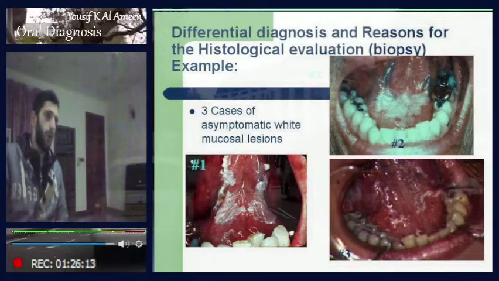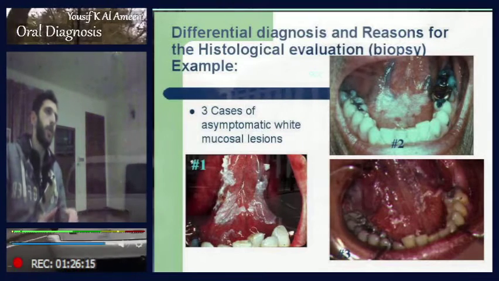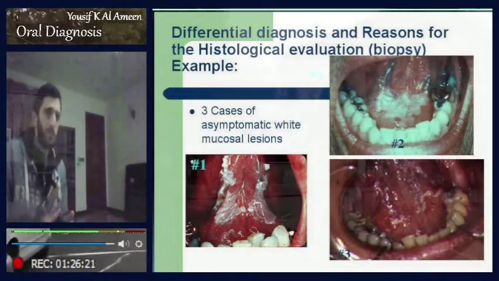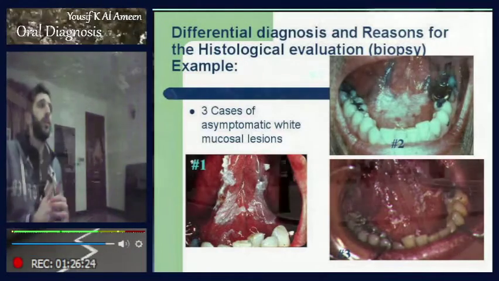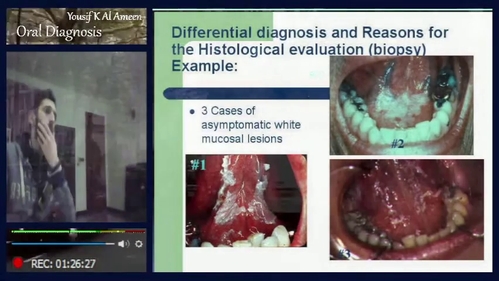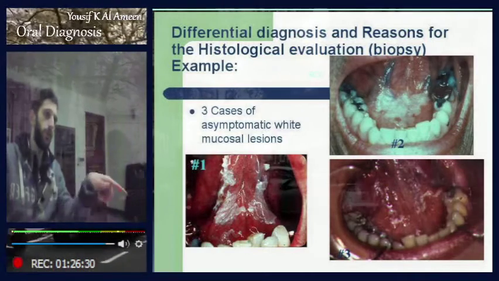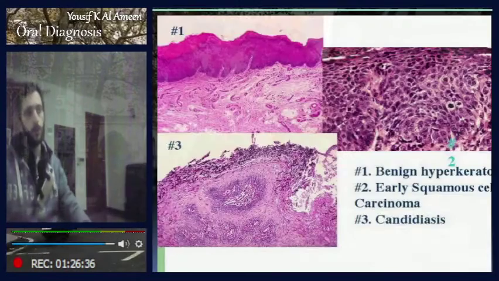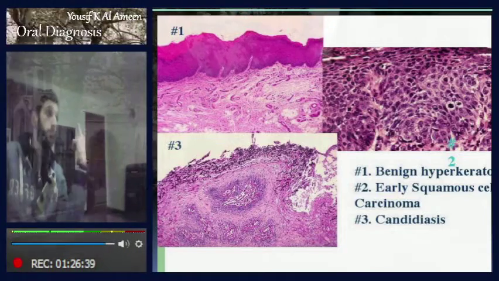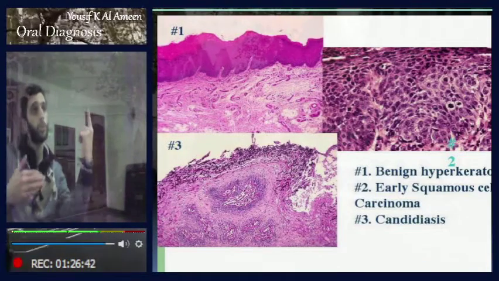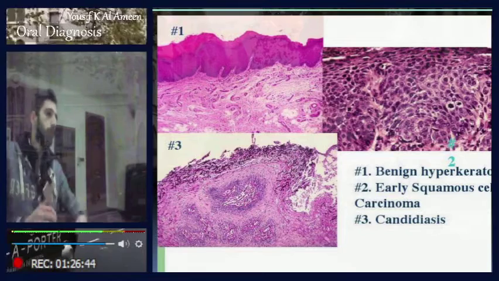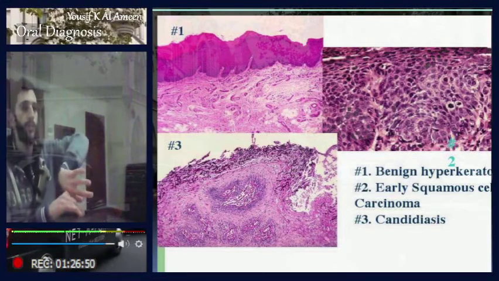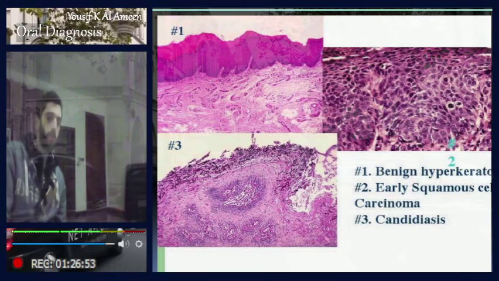Differential diagnosis and reasons for the biopsy. Histological evaluation. We have here in these pictures 3 cases of asymptomatic white mucosal lesions. Number 1, number 2, number 3. Benign. Number 1, hyperkeratotic. Number 2, early squamous cell carcinoma. And number 3, candidiasis.